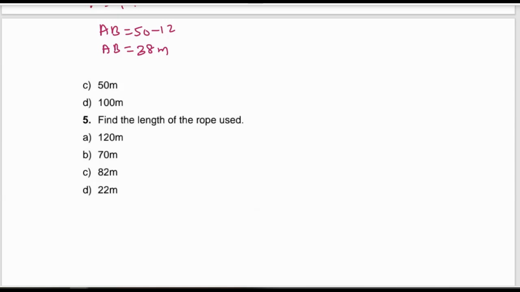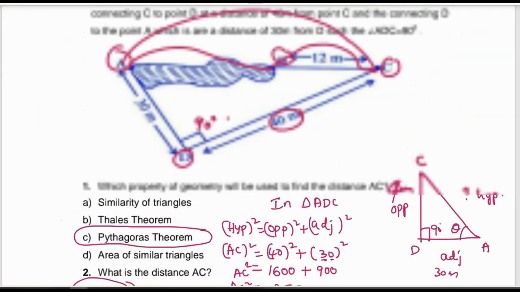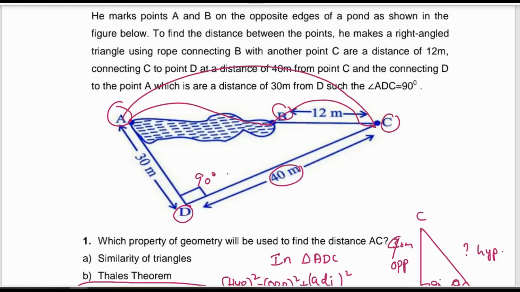So what is the length of the rope used? Here we have to find the length of the rope. If you see here, the length of the rope will be AD, then DC, then CB. So this is the rope which is being used.